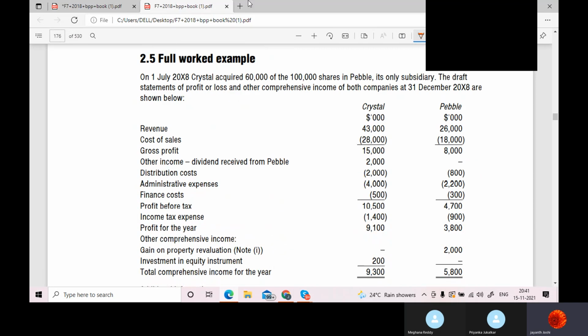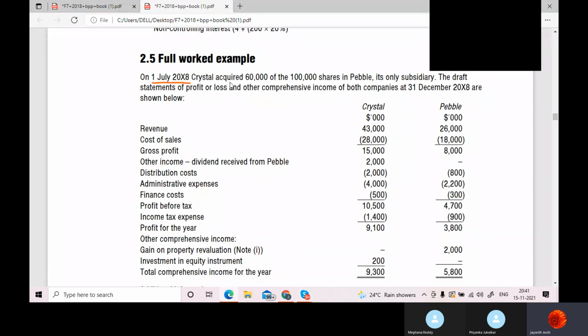Full worked example. On July 1st, 2008, Crystal acquired 60,000 shares, in units of 1 lakh shares, in Pebble. So Crystal has acquired how much percent of shares here? 60%, can we say? So 40% goes to non-controlling interest, okay?